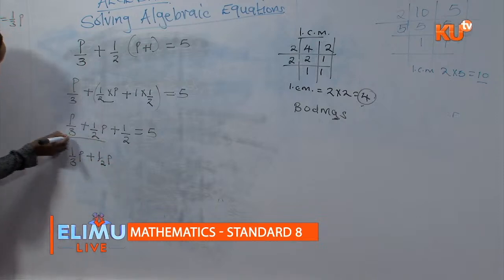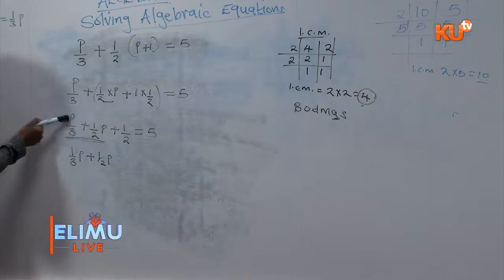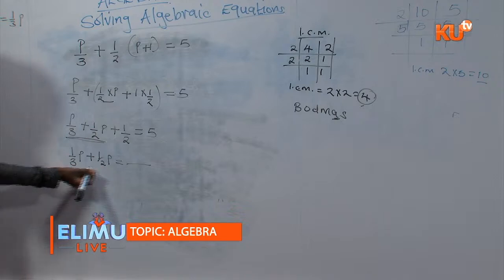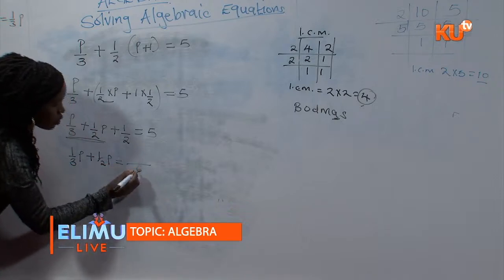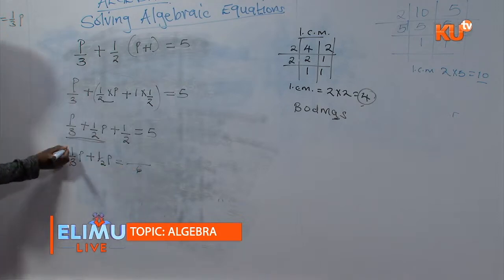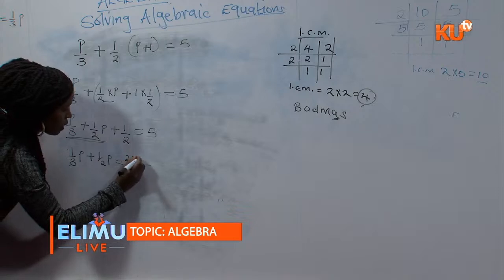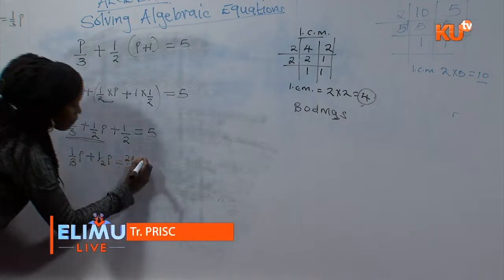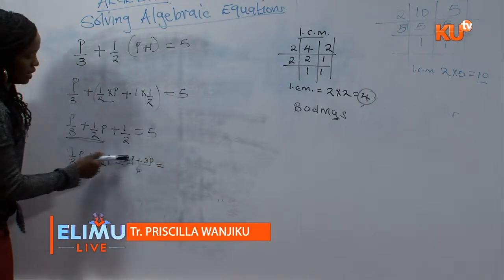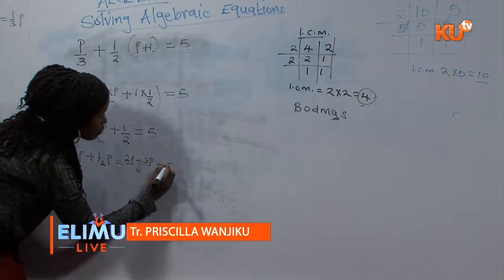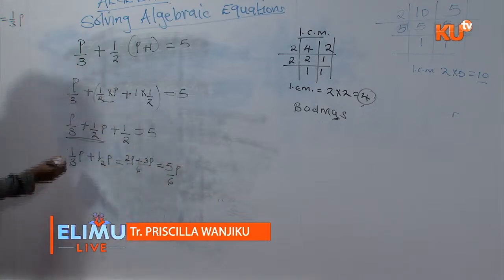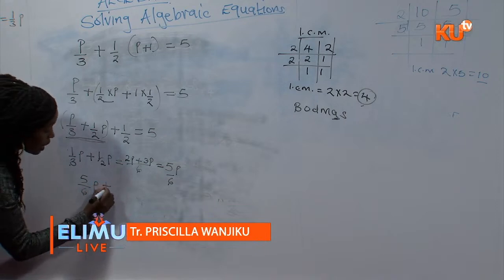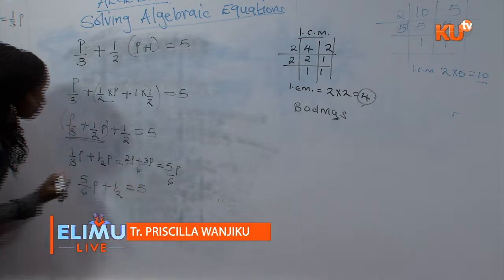First of all, we add the part where we have the unknown, the letters. We get the LCM of the denominators, 3 and 2, and the LCM of 3 and 2 is 6. So 6 divided by 3 is 2, 2 times 1, we get 2P, plus 6 divided by 2 is 3, times 1, we get 3P. Then we add 2P plus 3P, we get 5P over 6. Now we have solved this part. So 5 over 6 P plus a half is equal to 5.